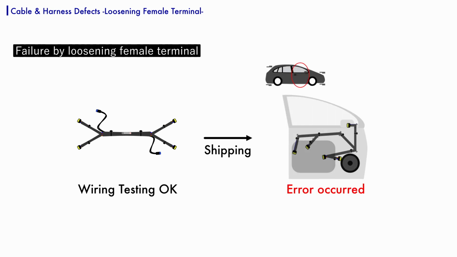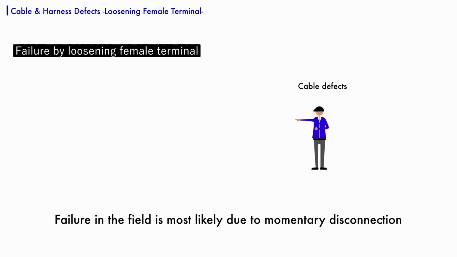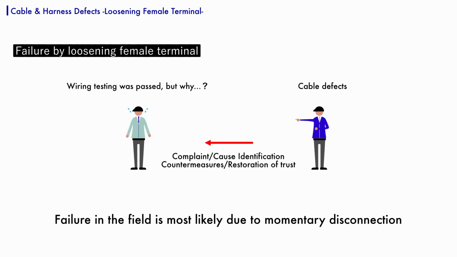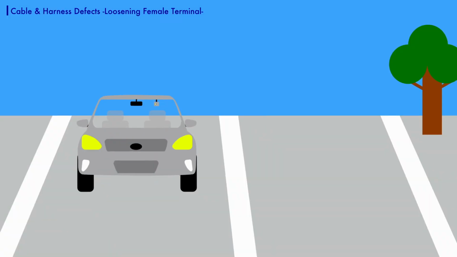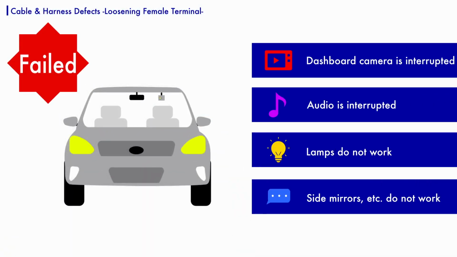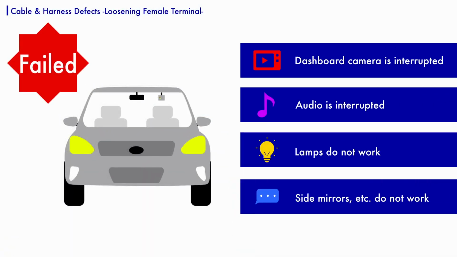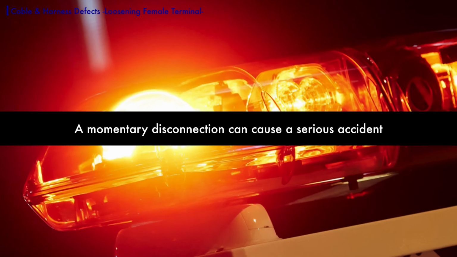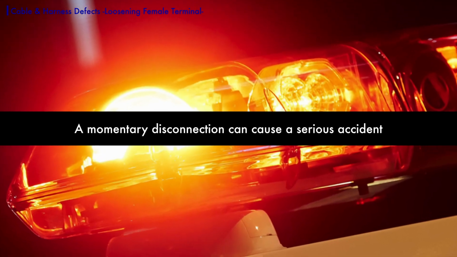There are cases in which a product has passed wiring testing and has been shipped, but the manufacturer complains that the product is defective. There is a possibility of momentary disconnection. A momentary disconnection defect in the automotive harness will cause the dashboard camera and audio system to stop, and the lamps and side mirrors to malfunction. In the worst case, the vehicle may not be able to drive.